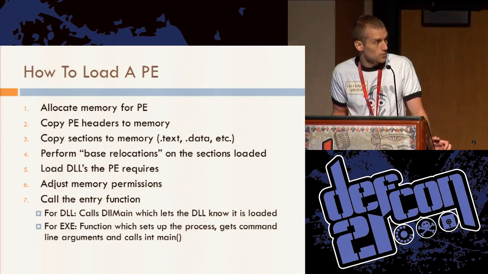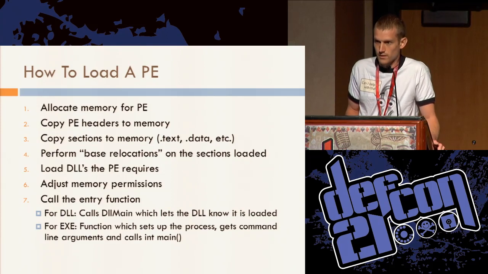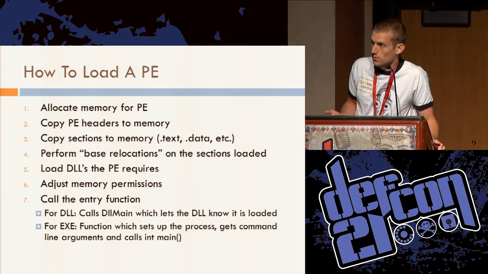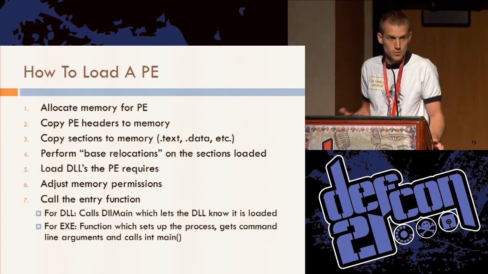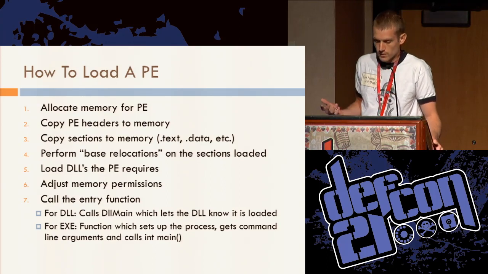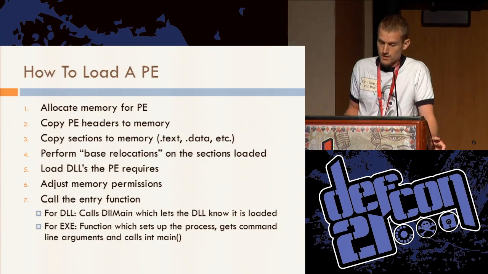So for those of you who don't know how loading PEs works, this is all documented on MSDN. I'm not going to go super in detail, but I want to give you an idea of kind of what Windows is doing when CreateProcess or LoadLibrary is called. So what's going to happen is, first, memory is going to be allocated inside a process for the PE. Next, you're going to copy the PE into that memory.